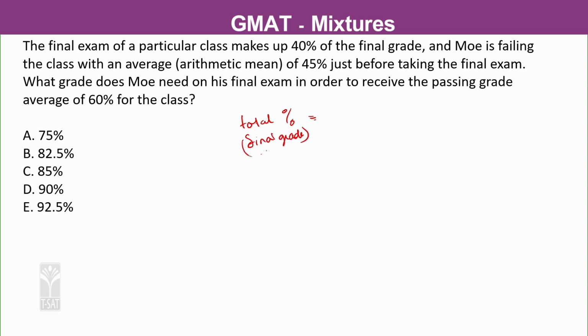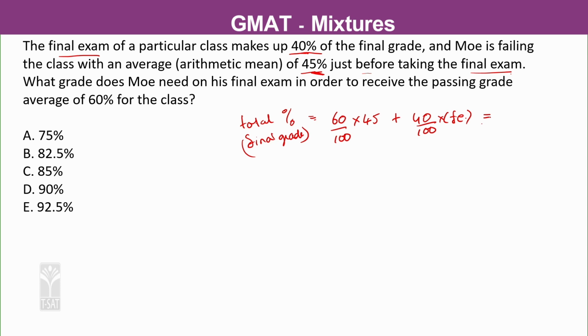Final grade will be what? It is 40%. This final exam will be for 40% and the rest will be 60%. That is 45% before taking the final exam, that will constitute 60% of the final grade. So, that is 60% into his average of 45% up till the final grade, plus 40% of the final exam, whatever he gets in the final exam.